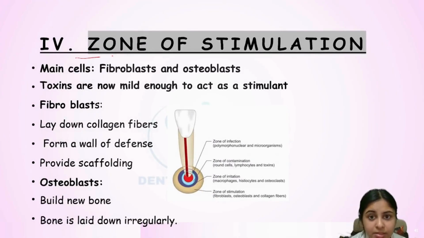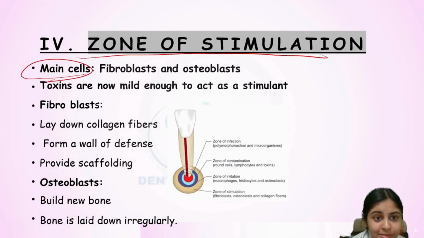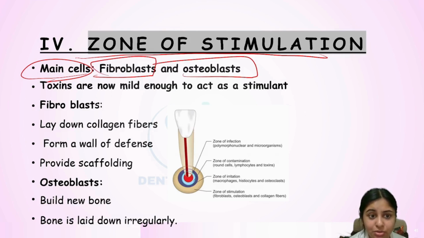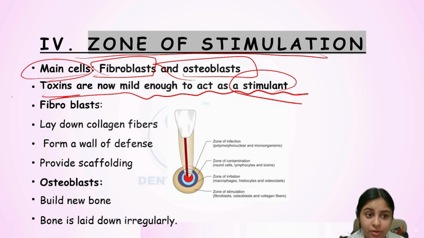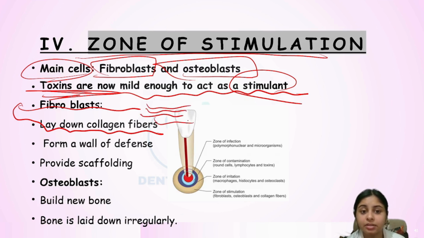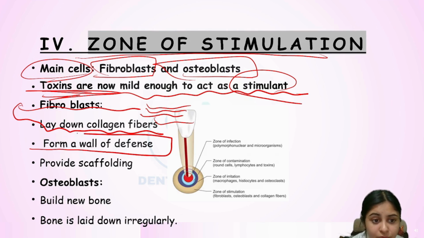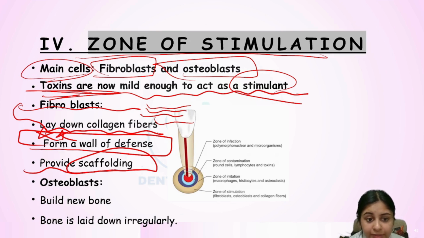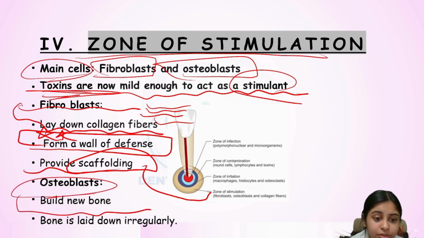Coming to the last zone, that is the zone of stimulation. Here the main cells present are the fibroblasts and the osteoblasts. The toxins are mild enough to act as a stimulant. The fibroblasts lay down the new collagen fibers. It forms the wall of defense and also provides scaffolding. That is, the new cells will be formed here, and the osteoblasts build the new bone. But the bone is laid down very irregularly.